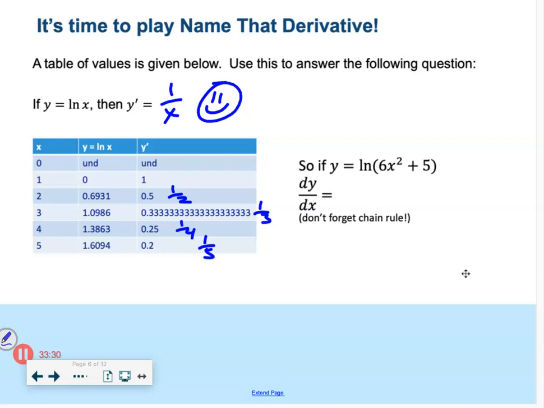Okay, so Ryan's getting ahead now and saying, yeah, but you're not going to ask us the derivative of ln x 20 times, right? So instead of asking you the derivative of ln x over and over, we're going to ask you the derivative of the natural log of 6x squared plus 5. So I'm going to show you a formula in a second, but I want to see if you can figure this out using chain rule. All right? Just take a second.